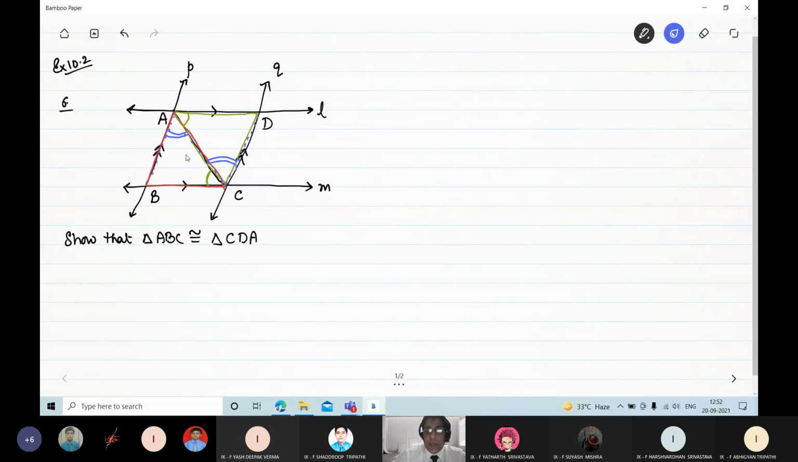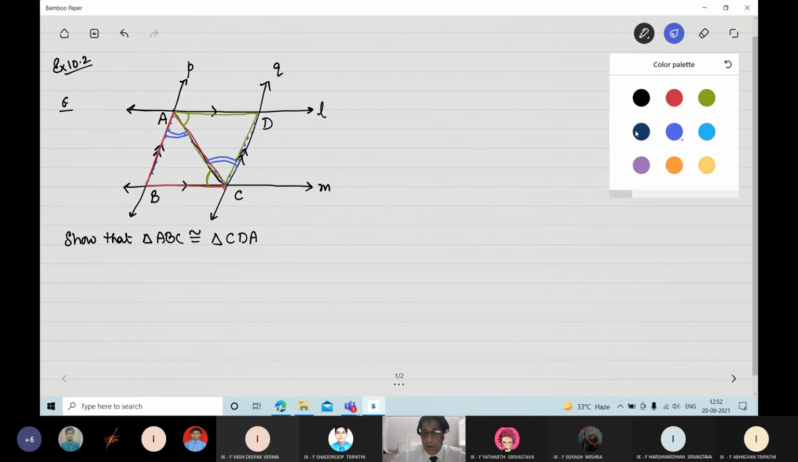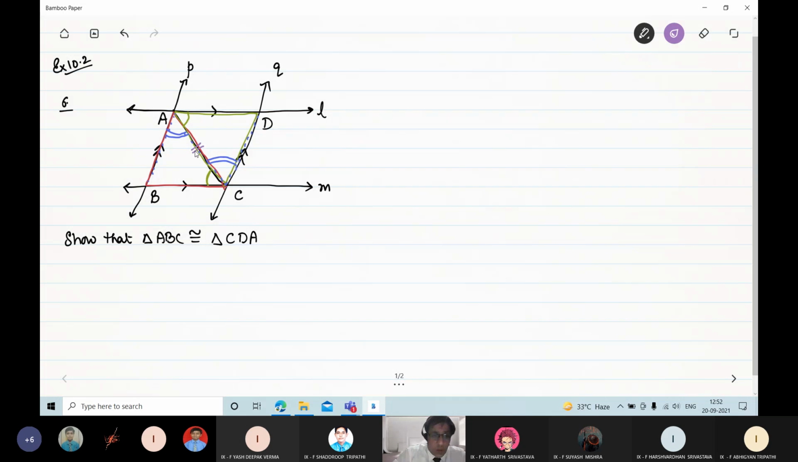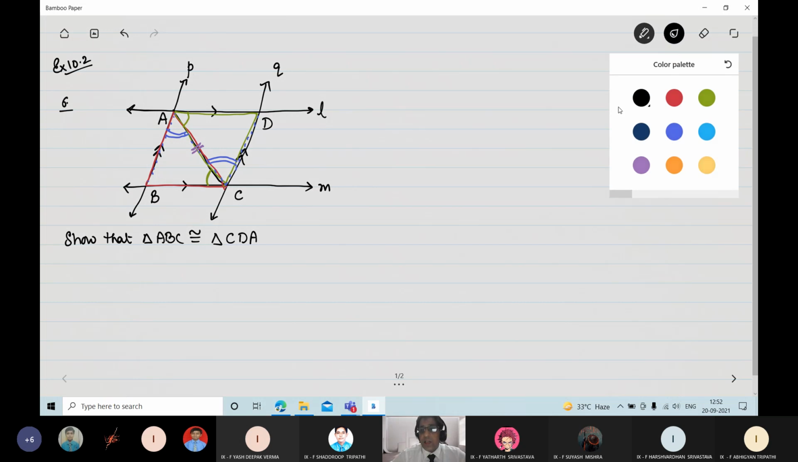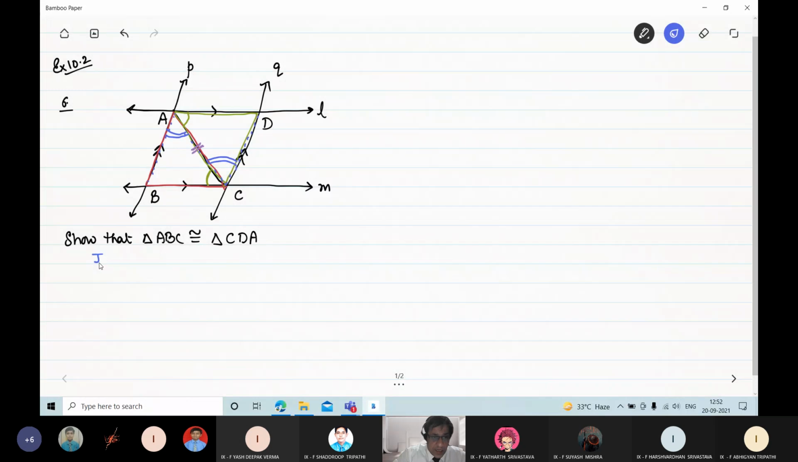So these two angles are again equal, and this side is the same. It's common in both the triangles, the side AC. So I can say that the two triangles are congruent by the angle side angle axiom, two angles and the included side. So we first write in triangle ABC and triangle CDA. The first thing is, because we are talking about ABC, I can say angle BCA will be equal to angle CAD.